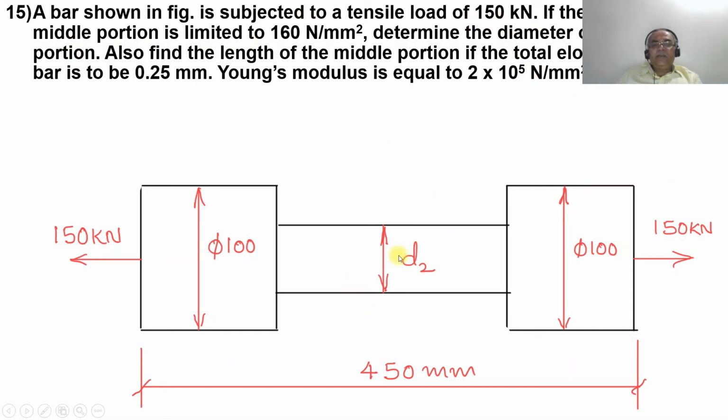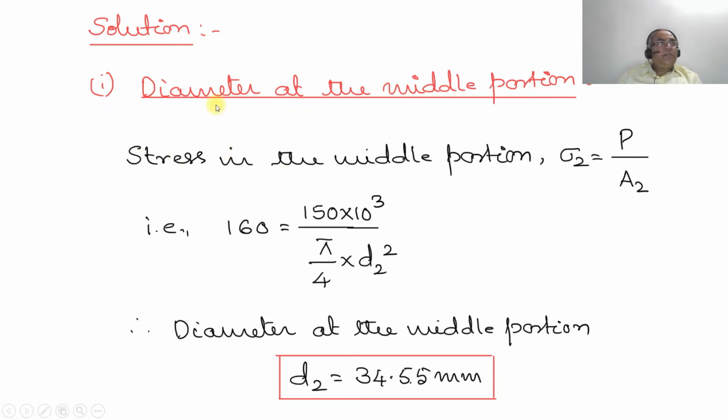Since he has given the stress at the middle portion, we need to find the length of the middle portion and also determine the diameter of the middle portion, if the total elongation is given to be 0.25. So Young's modulus E is 2 into 10 to the power of 5. First we need to find the diameter of the middle portion.